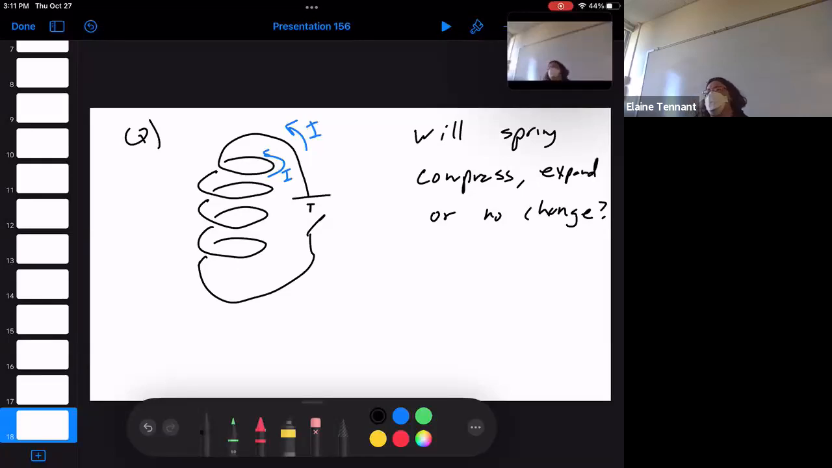And there is going to be a magnetic force here. Because we have these loops of wire that all act like magnets. Are they all going to line up and want to come together? Or are they all going to be like north to north and want to go apart? What do you think?